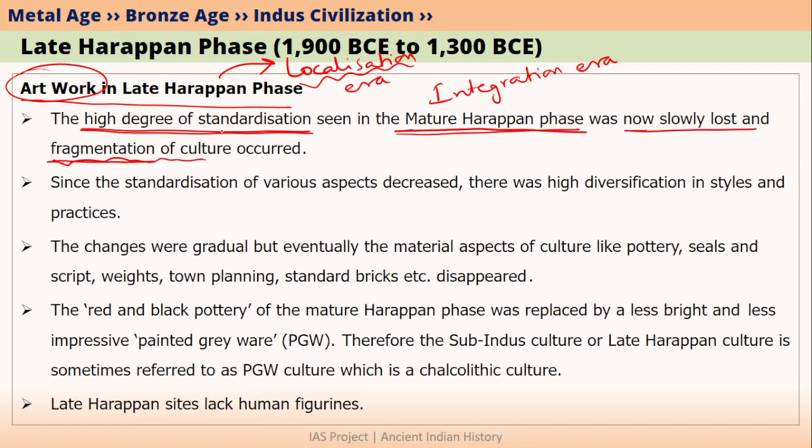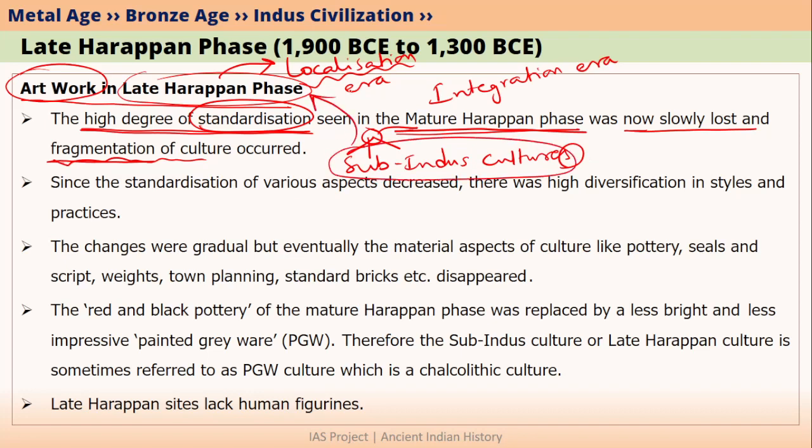Fragmentation of culture simply means that it was not uniform or standardized anymore. There were many subcultures that came from mature Indus culture. That is why we also call late Harappan phase as sub-Indus culture, or we can say sub-Indus cultures, because there were actually many cultures. We call all these cultures under a name of late Harappan phase. So as the uniformity and standardization of artwork has decreased, there was a high diversification in styles as well as practices. It means that different villages were now having different style and different practice of making artwork. For example, local styles of pottery were there, local styles of brick making, copper implements making and all these. This is very important from the point of view of prelims.